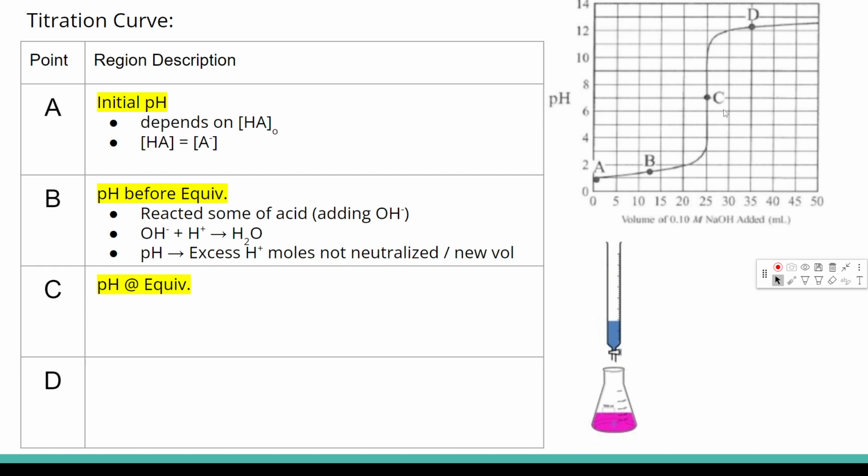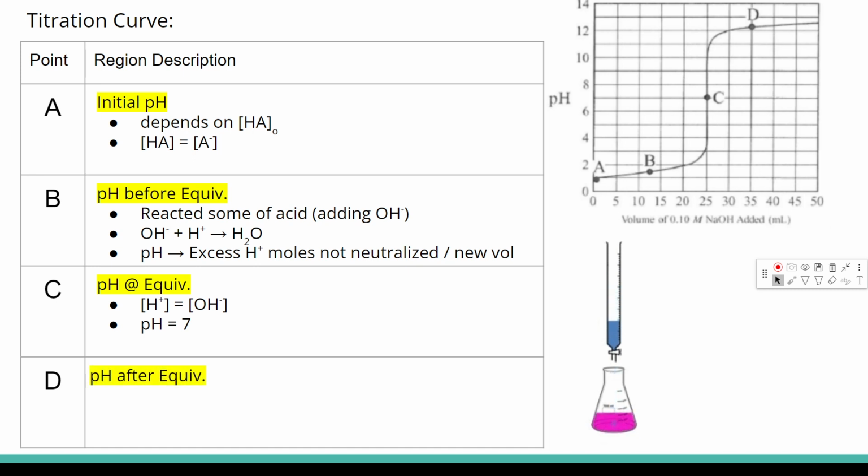Okay, so pH at the equivalence point: again, that's when the moles of H+ and OH- are equal, aka the concentrations of them will also be equal because they're in the same container. So the volume is going to be the same for both of them. And so we are at the equivalence point. Now, again, as I said in the previous slide, if this is room temp, that means our pH is 7 for a strong acid, strong base titration.